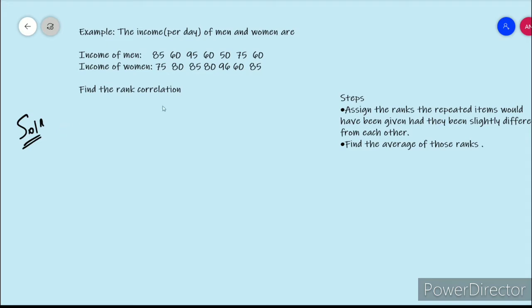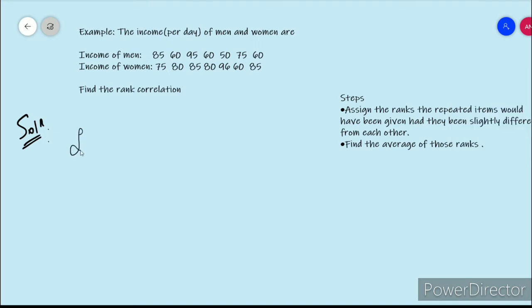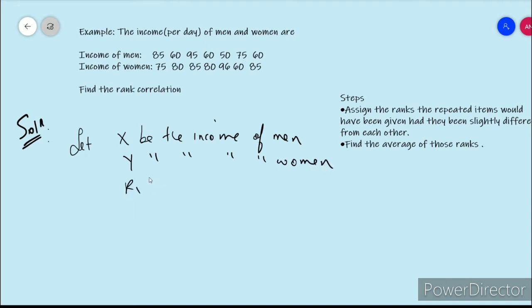So first, let me use a smaller point of this pen. So let X be the income of men, let Y be the income of women, let R1 be the rank of X and R2 be the rank of Y.